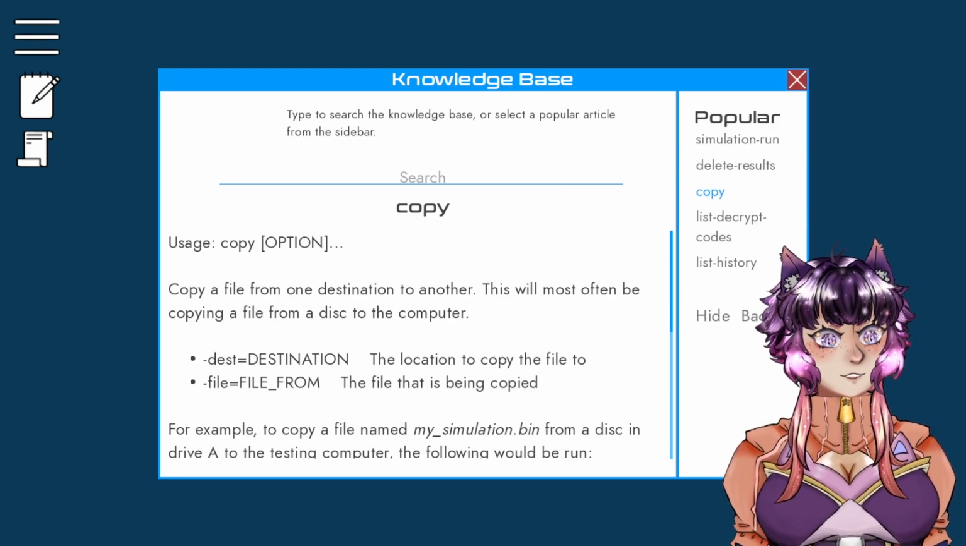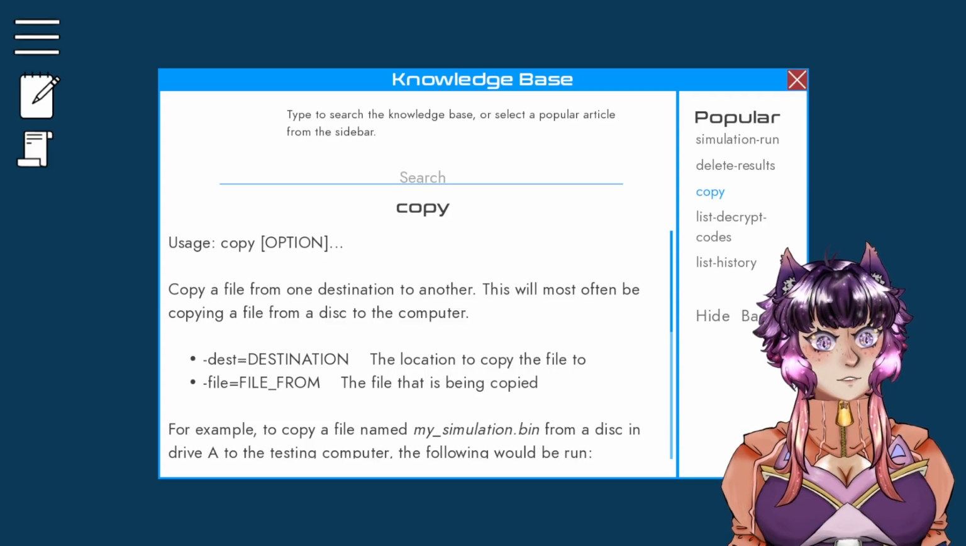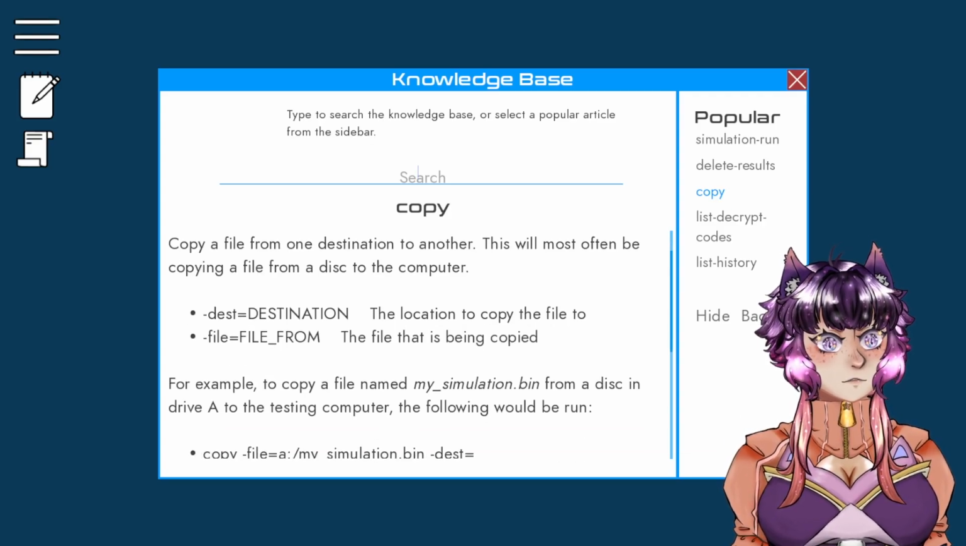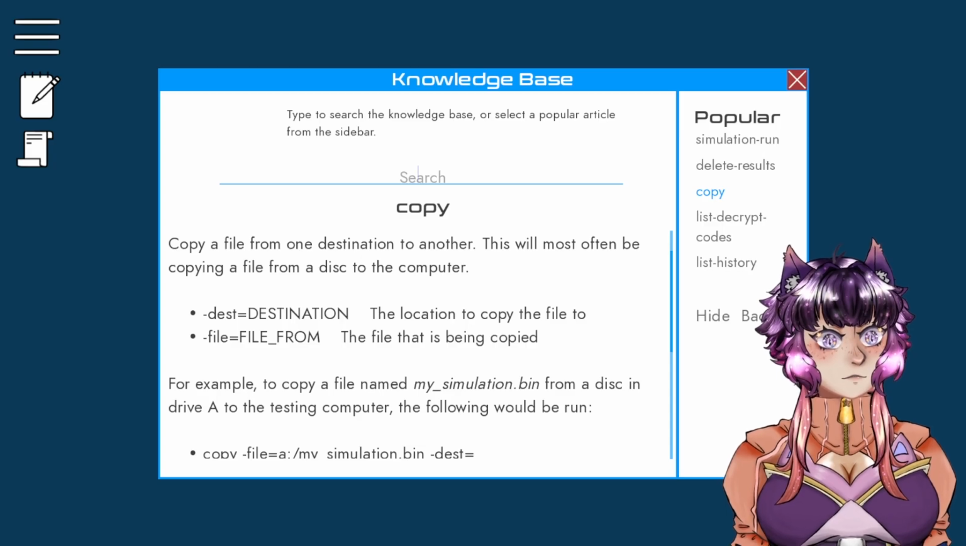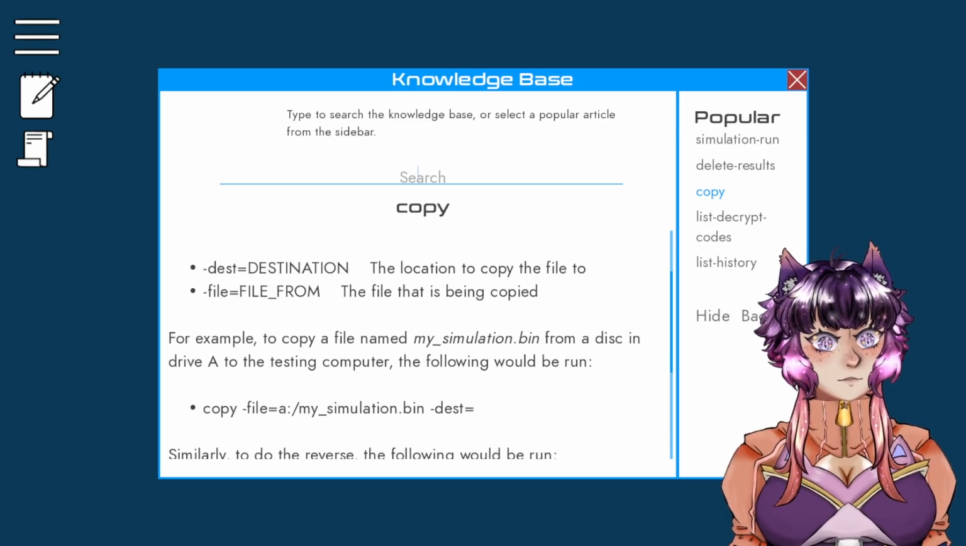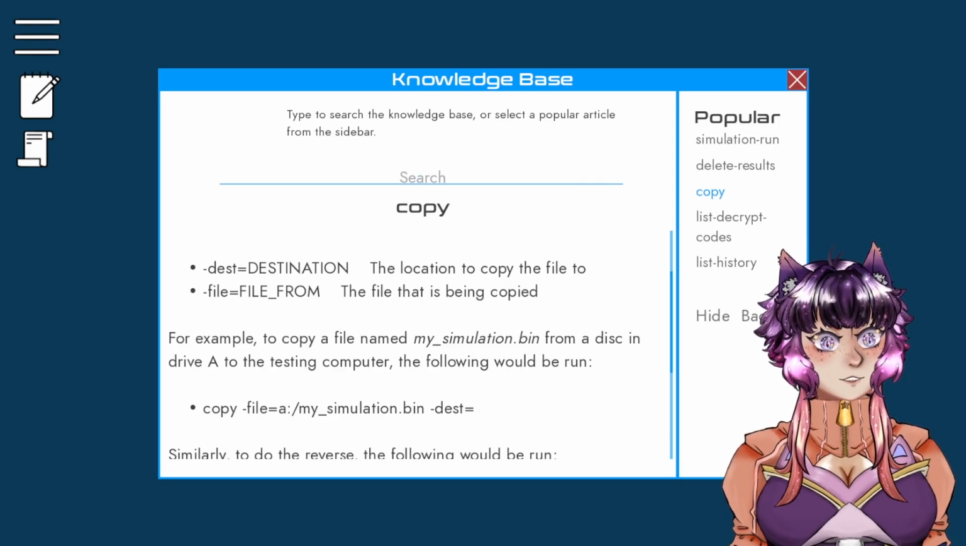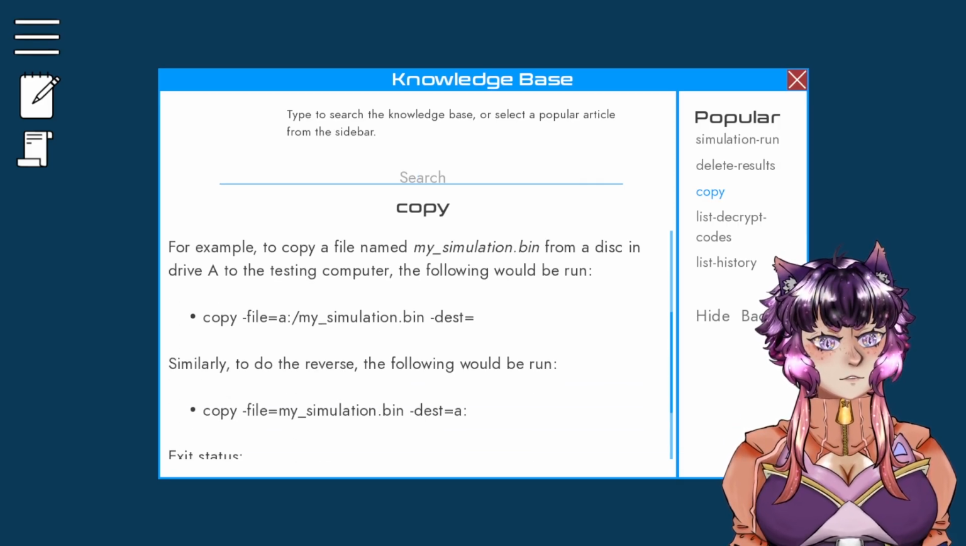Copy a file from the destination to another. This will be mostly copying a file from a desktop computer. Destination. Location to copy the file to. File from. File that's being copied. For example, to copy a file named mysimulation.bin from a disk, drive A to testing computer, the file will be run.